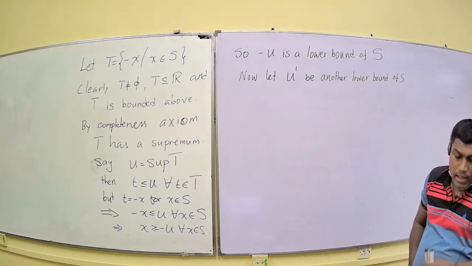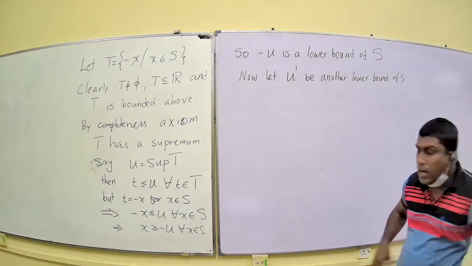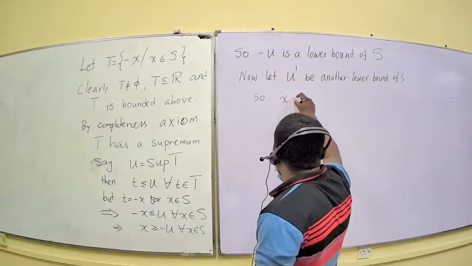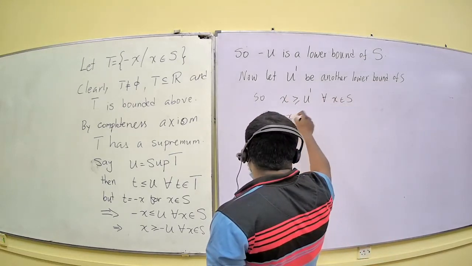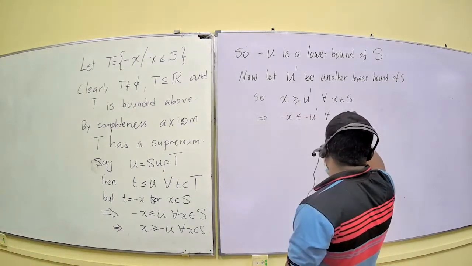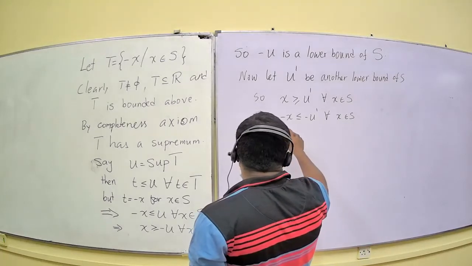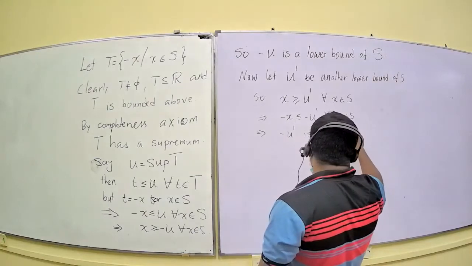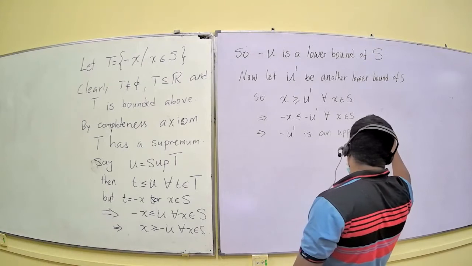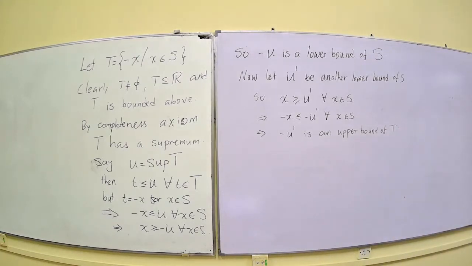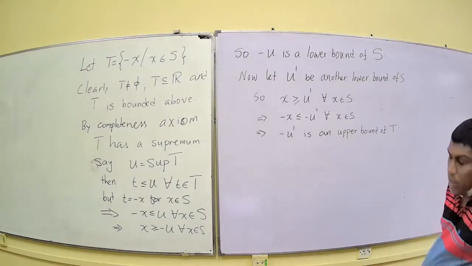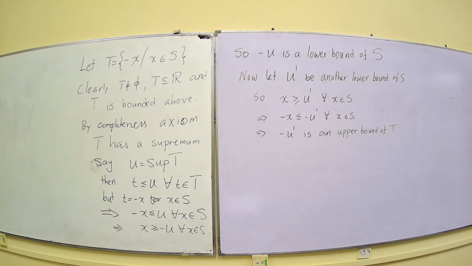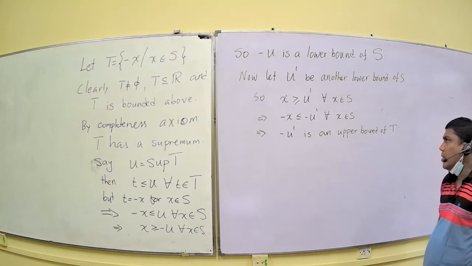So let U dash be another lower bound of S. Then x is greater or equal to U dash for all x in S. So that means minus x is less or equal to minus U dash for all x in S. So that means minus U dash is an upper bound of T. We assume that there is another lower bound, U dash, for the set S. If U dash is another lower bound, then clearly every element in the set should be greater than the lower bound. So x is greater or equal to U dash.